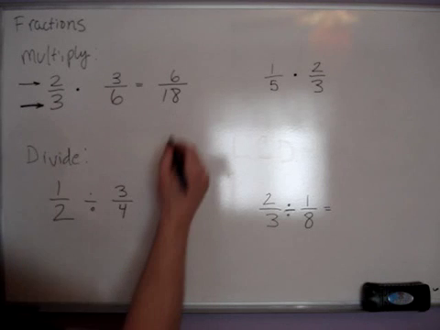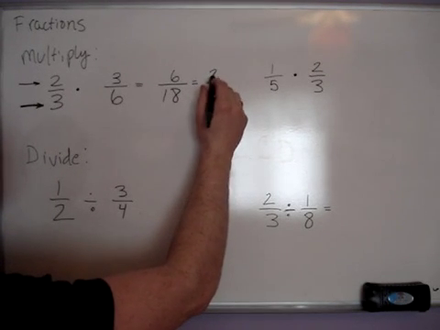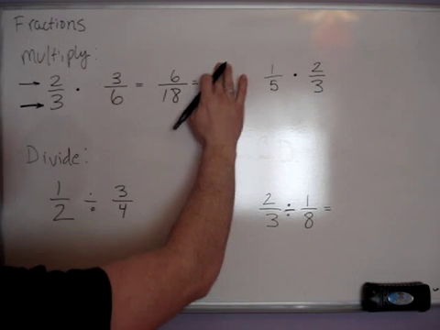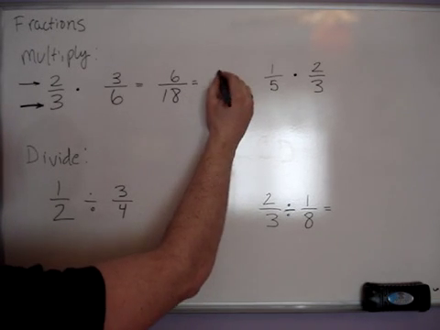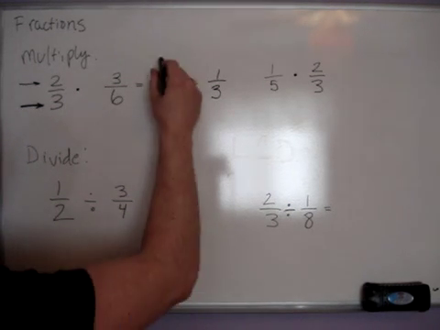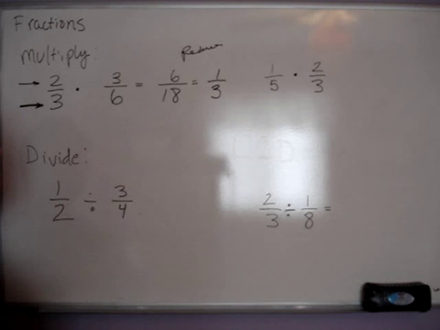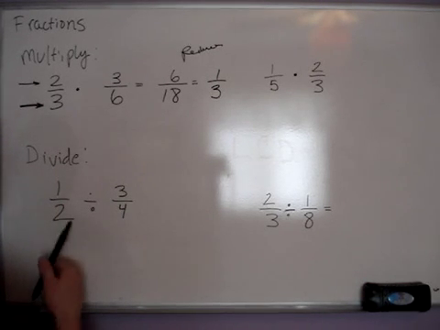3 goes into both, so this will be 2, then an 8. 6 goes into 18 evenly 3 times. This will be 1/3. So you always have to reduce. Remember to reduce, because a lot of times when you do multiplication, you always have to reduce. Let's take a look at the next one.